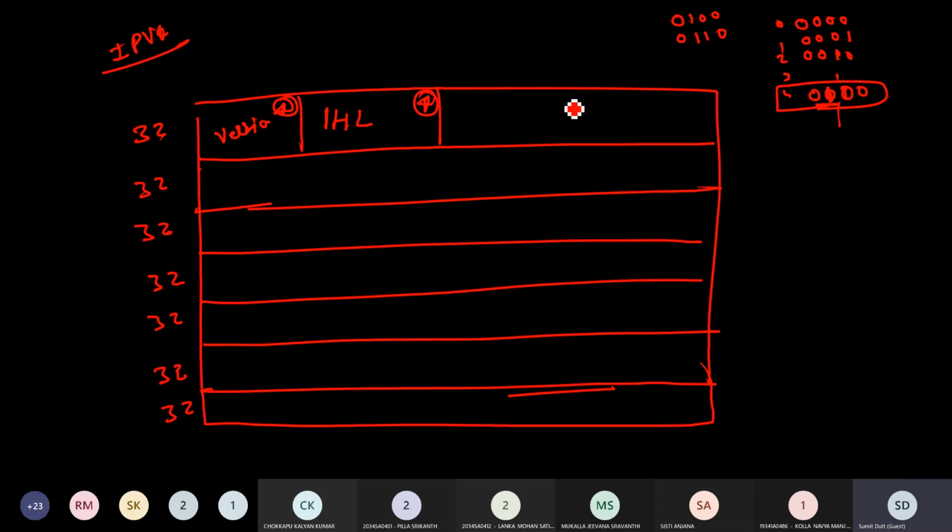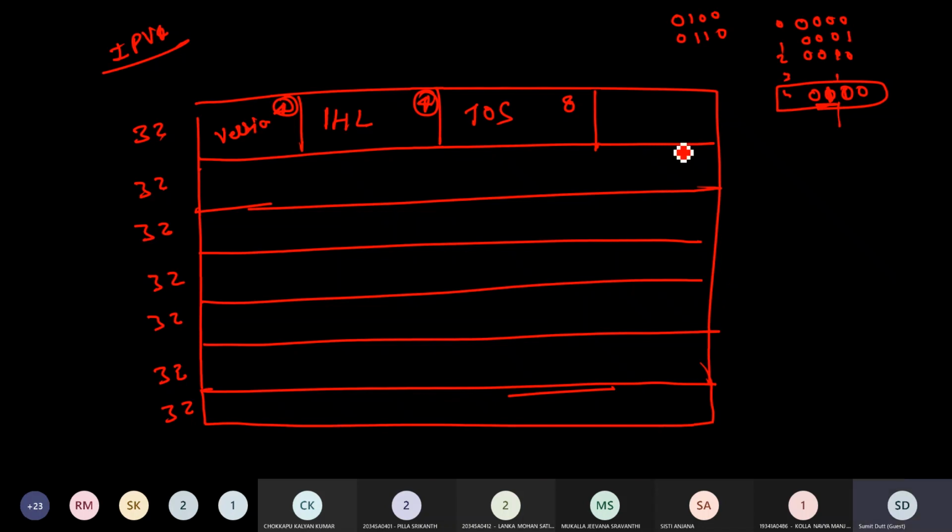Then the remaining 8 bits talk about the type of service. Type of service is a very important field which tells about which kind of payload or which kind of traffic we are carrying in this IP packet. It is represented with the help of type of service, right?